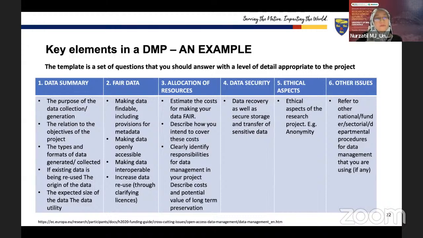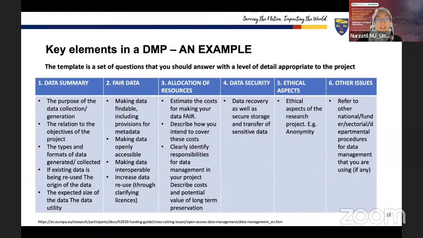Yeah. The first part is the data summary. I don't want to read all these things, okay. But the second part is the FAIR principles, the FAIR data. So how do you make the data findable, accessible, interoperable, and reusable?